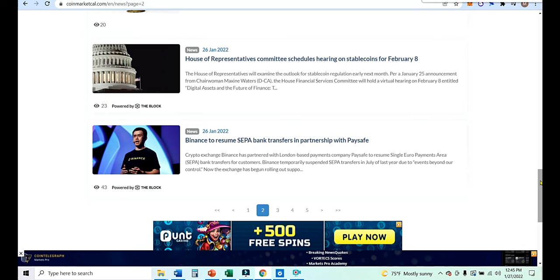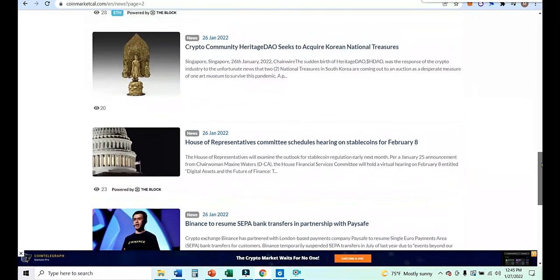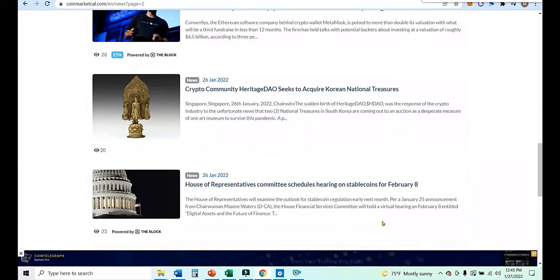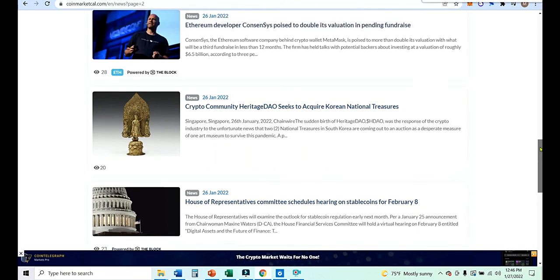All right, let's get into it. Binance to resume sub bank transfers in partnership with Paysafe. Good news for BNB, by the way. House of Representatives Committee schedules hearing on stablecoins February 8th. So this is going to be a big date. Put it on your calendars, guys. Something's going to happen. The market's going to be volatile. They're going to say, "Oh no, this or that." And remember, the candlesticks are emotions. So people are going to get emotional about the regulator saying something about the crypto state. That's February 8th, in a couple of weeks.